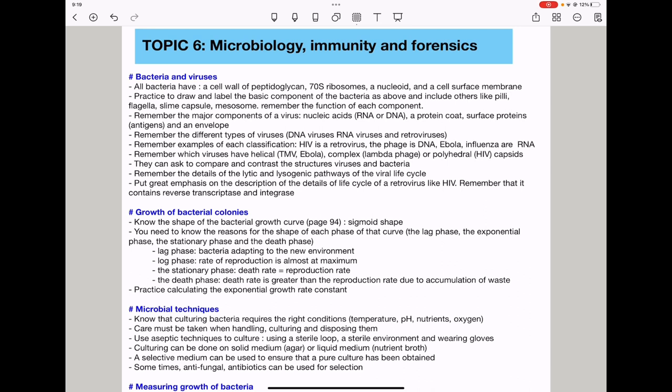Practice to draw and label basic components of a bacteria as above and include others like the pili, the flagella, the slime capsule, mesosome, and I recommend that you remember the functions of all these components.